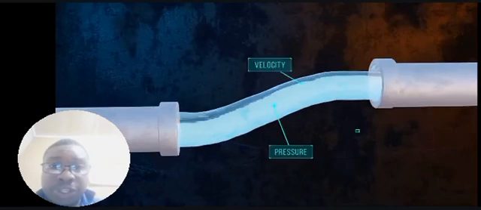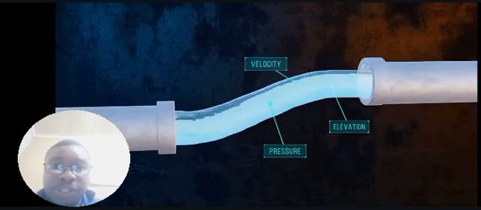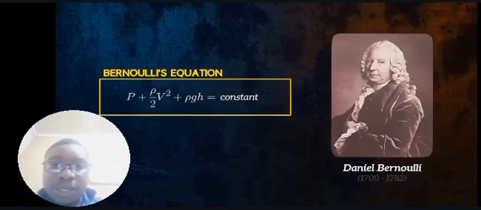It relates pressure, velocity, and elevation or height of a fluid. It can be used to predict lift in planes. It can be used to calculate the time it will take to empty a tank. It has many applications. So that's the equation.